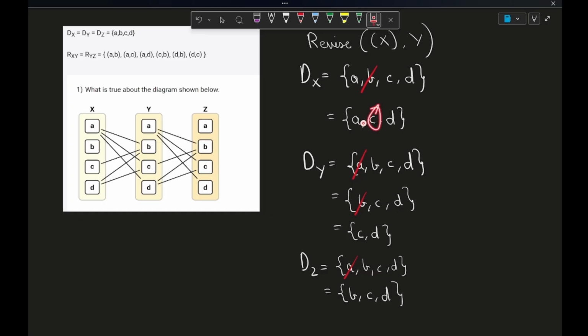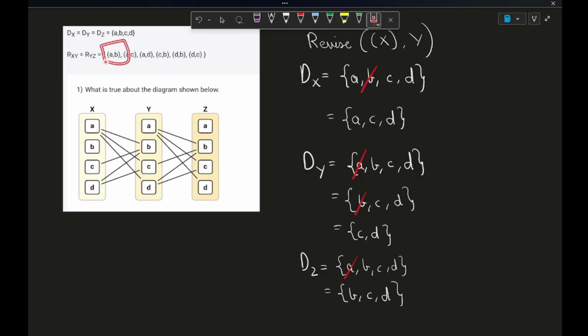Yes, because if you see X and Y, there is an edge from C to B. And now when B has been removed, then C is not having any outgoing edges. So we have to remove C also. Okay, I was looking at the set here.